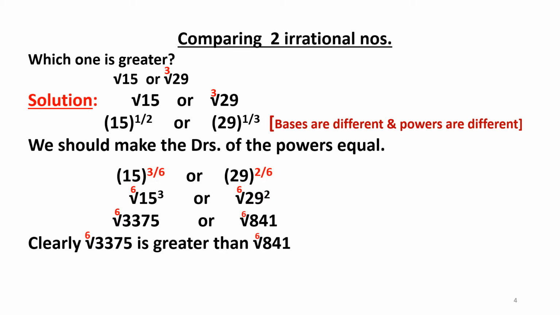This is not the answer. We have to go back to the original. So root 15 is greater than cube root of 29. Here two irrational numbers are given. Easily we can find which one is greater, which one is small.